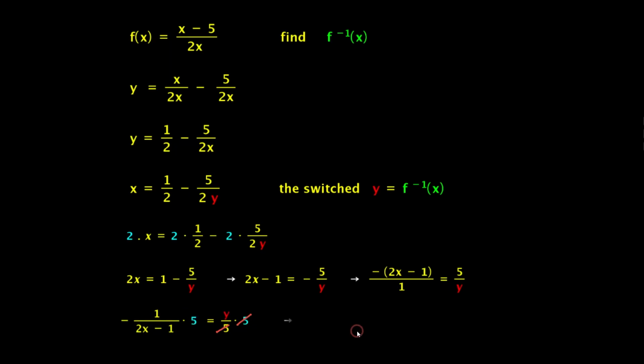The left side simplified as 5 on the top divided by 2x minus 1. It was negative. And the right side is just isolated y. Everything is done. So f inverse x is just the simplified value, which is negative 5 over 2x minus 1. And we are done.